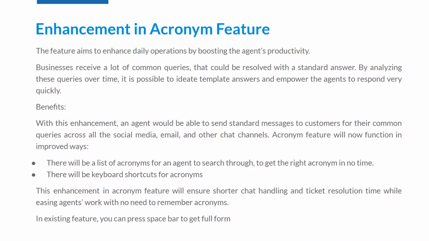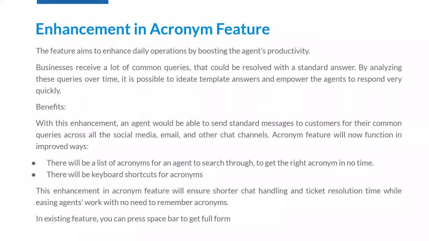Now, we have an acronym feature that basically lets the agent or the supervisor create acronyms where you could keep a short form and then a full form. For example, in the example used in the screenshots later on, ISRO. If you type in ISRO and press space, it would result in Indian Space Research Organization being typed. Now, this was only available over chat. However, now with this feature enhancement, this is first of all available across emails, chats, and all other tickets.